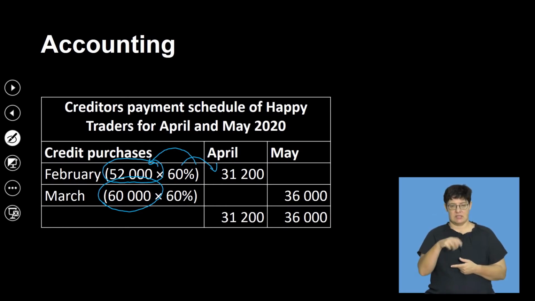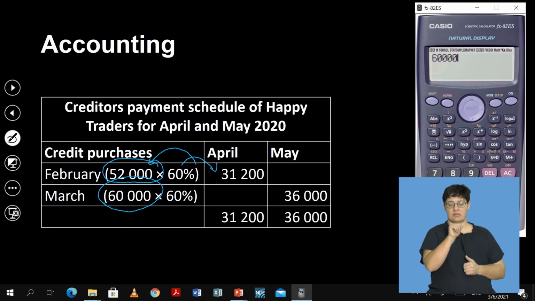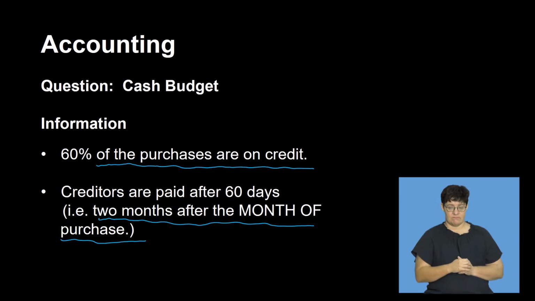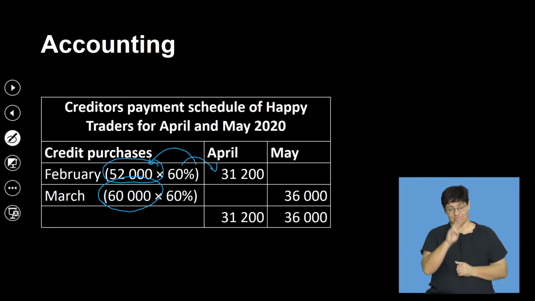Let's just check on the calculator if our figure is correct. So we take the 60,000 times your 60%, and there you go, 36,000 is correct. So once again, what do we know here? We can see that we took 60% of the 60,000, which gave me a figure of 36,000.